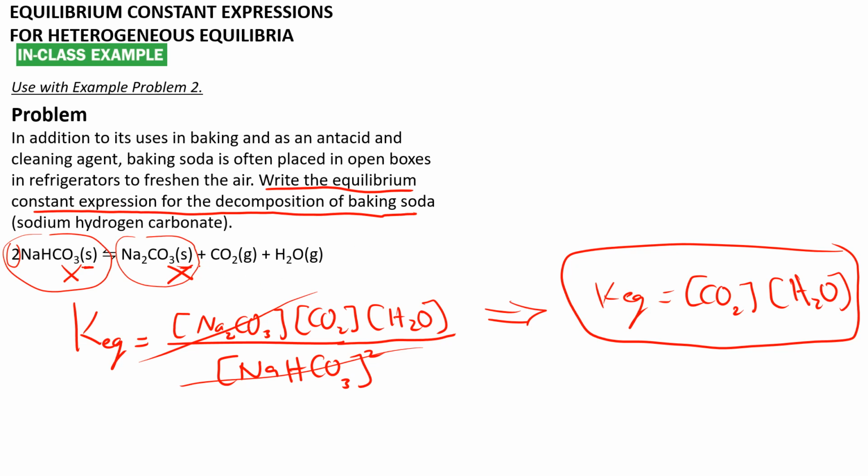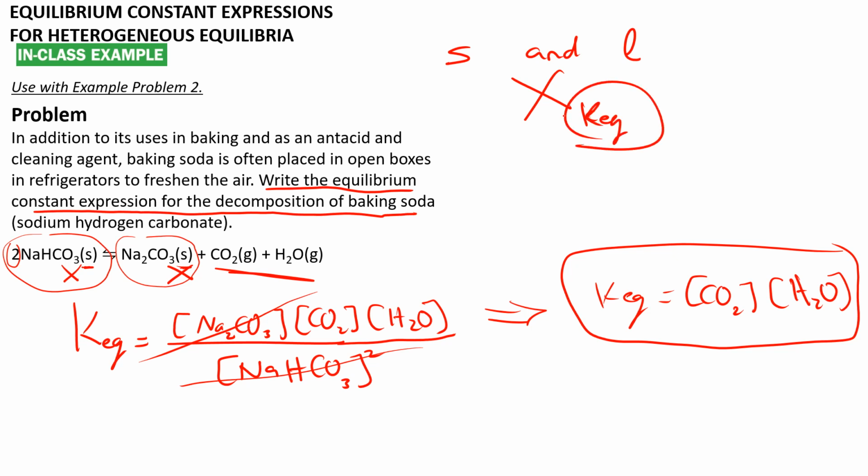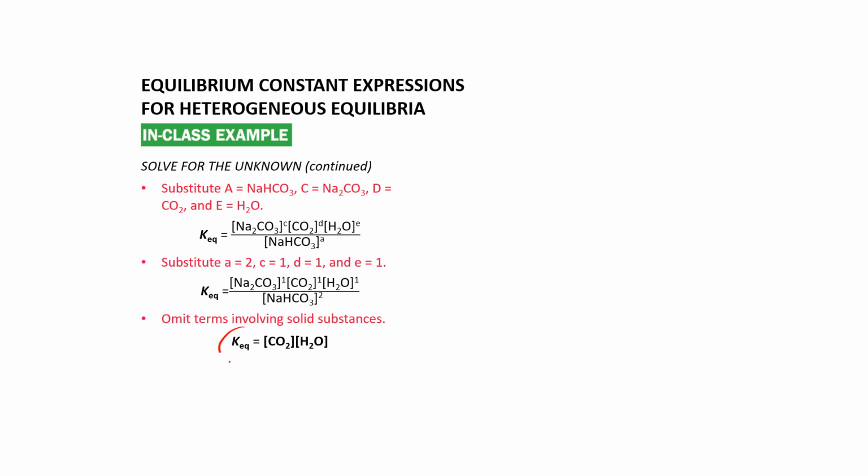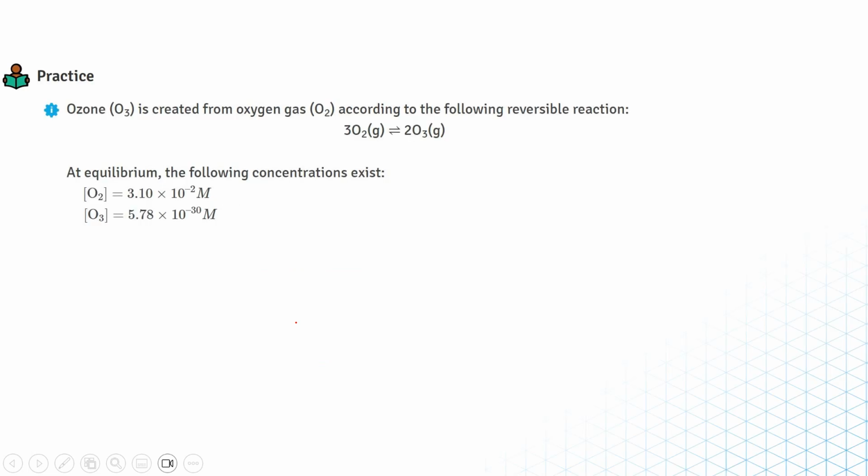From the beginning you can write them directly, or write them and then remove them later if you don't want to make mistakes. Okay? So solids and liquids, we don't put in the K equilibrium equation. And that's what you can see here. This is the book solution. All right.